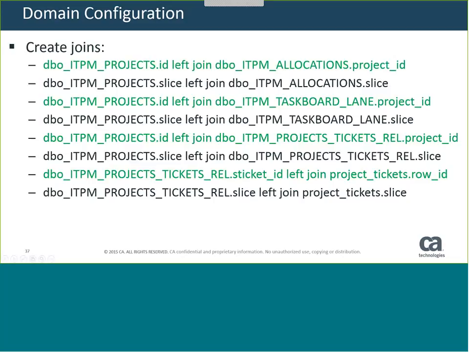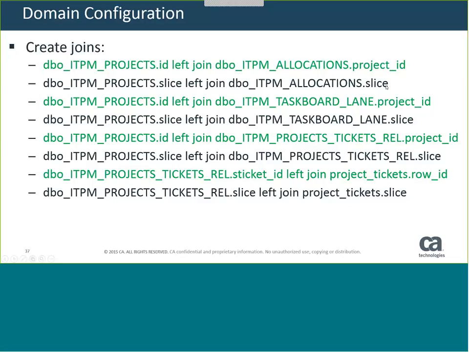Next, we create some drawings. I have some green and some black. If you look, every green has a black that matches it. So in the first one, I have project ID, then I have allocation project ID. This is my join. This is what I want to match to know which allocations are part of each project. In addition, we create another join with the same tables, but using this slice field on both of them.